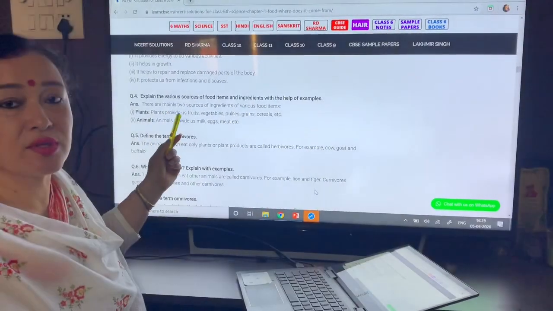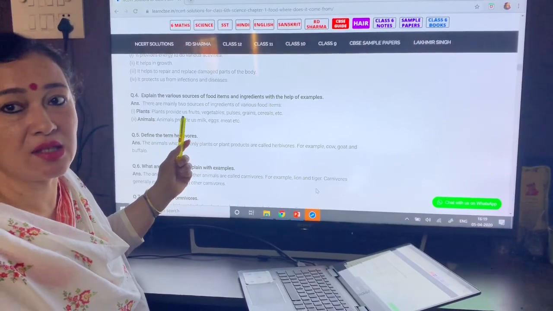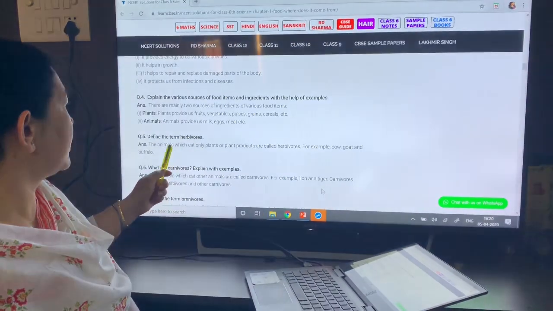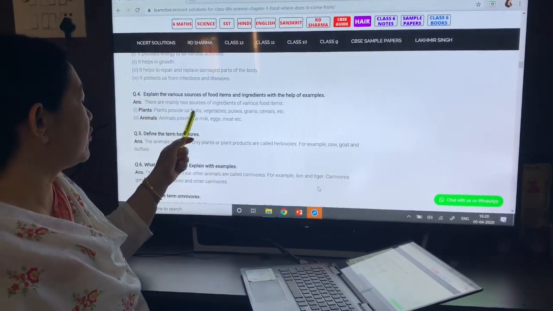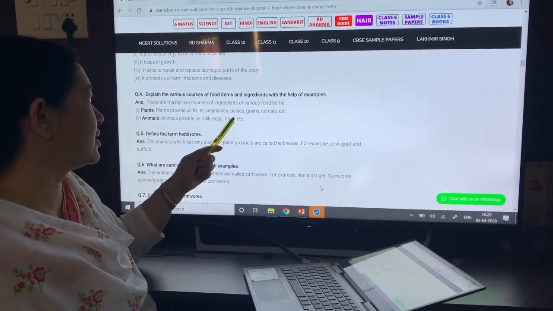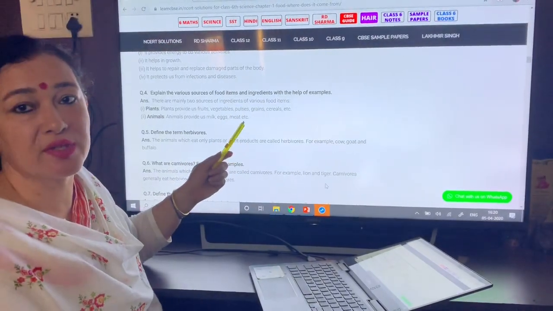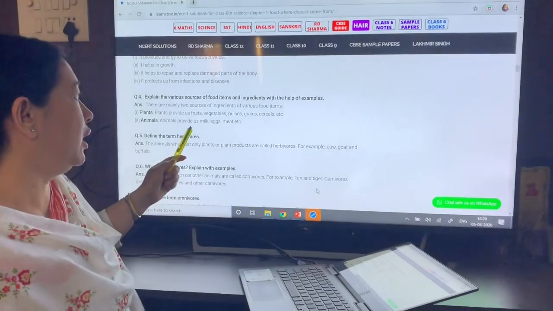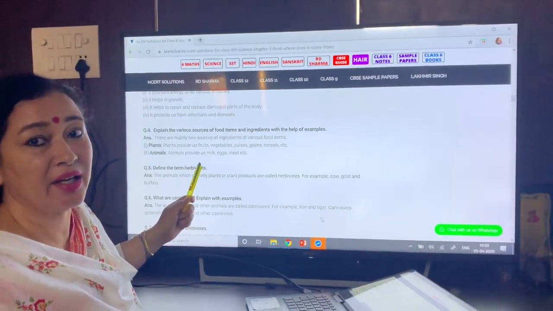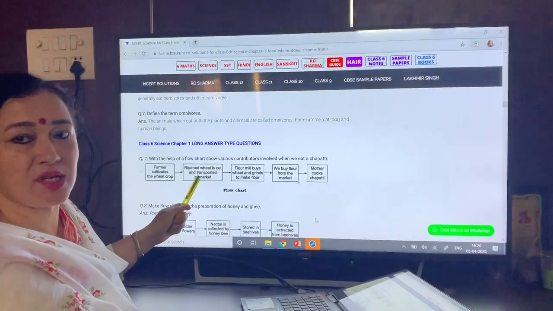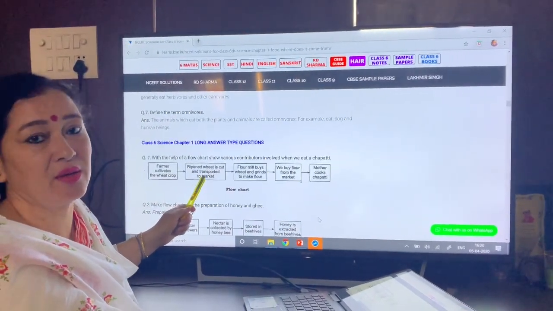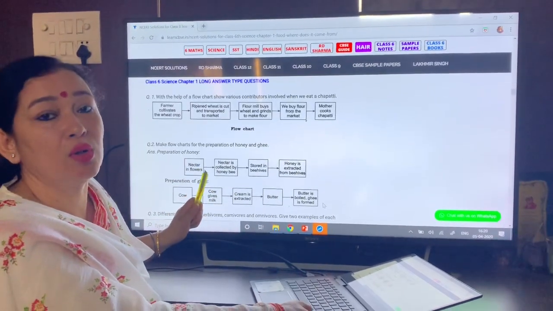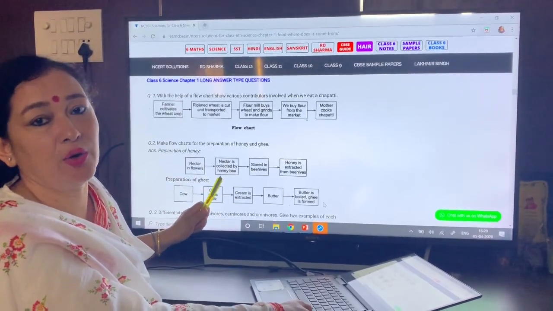Children, there are many sources of food. We have discussed this earlier. Food comes from plants and from animals. Here you can see plants provide us fruits, vegetables, pulses, grains, cereals, dry fruits, etc. Then we have animals. From animals we get milk, egg, meat, honey, etc. These are some of the flow charts which are very important, and you must write them in your notebook. And please learn them also. I want all the work to be done very neatly in your notebooks.